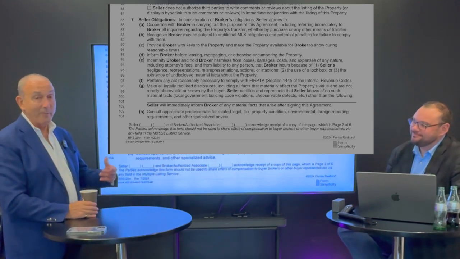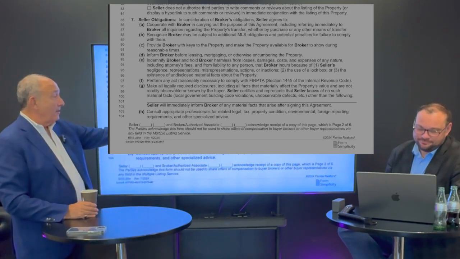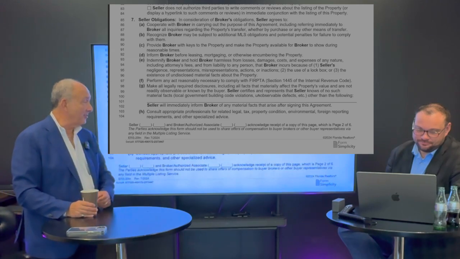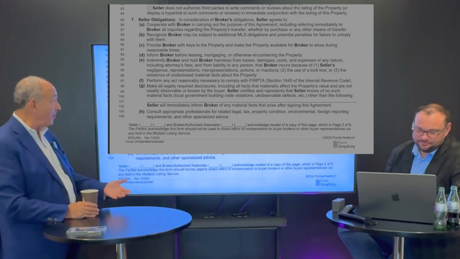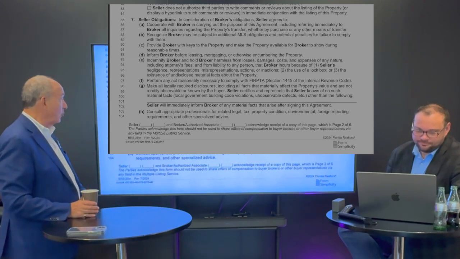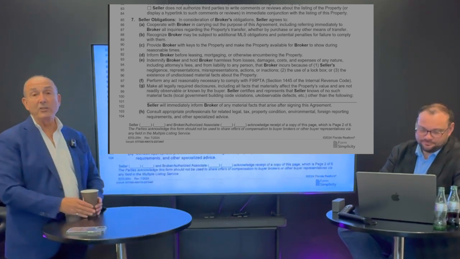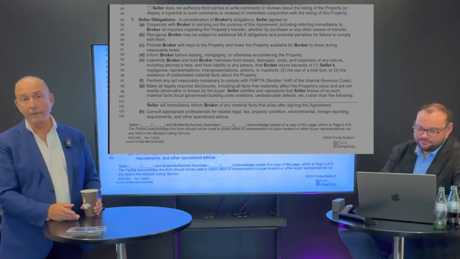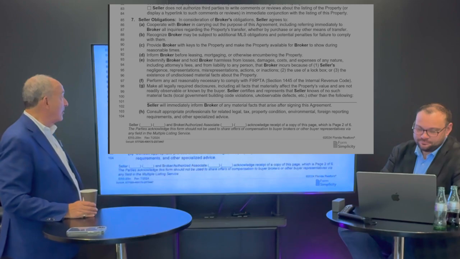It was your misrepresentation. Number 2, use of the lockbox. We already talked about that. Number 3 is the existence of undisclosed material facts about the property. That's a seller's disclosure. We're going to talk about that in a short while as well. F simply says at closing there will be documents for you to sign regarding FIRPTA. You're agreeing to sign those documents.